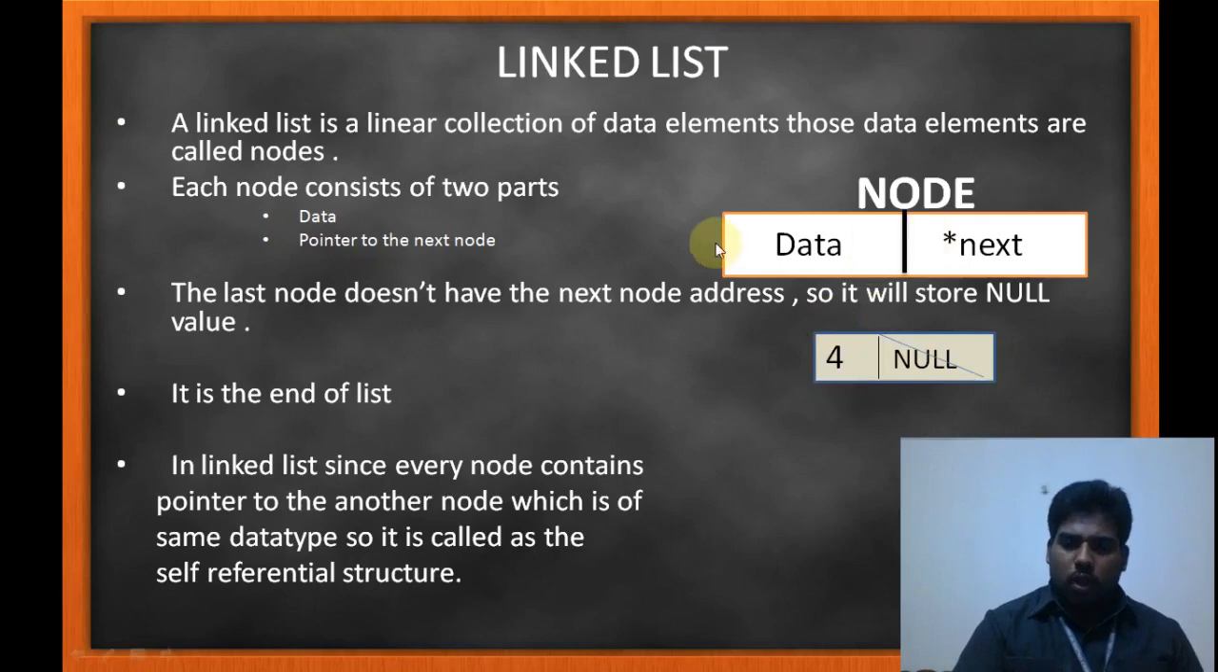So this is one node. This node has one data and one pointer. This pointer holds the address of the next node. So linked list is the concept of a self-referential structure. In the linked list, every node contains a pointer to another node which is of the same data type. So it is called a self-referential structure. Your linked list is a good example for a self-referential structure.